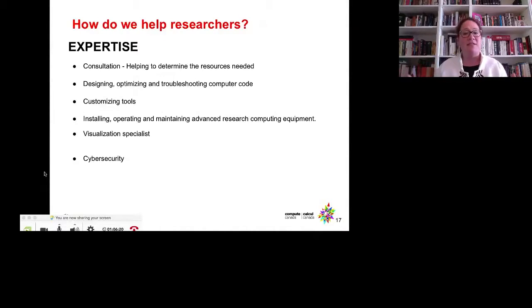Installing, operating, and maintaining advanced research computing equipment. This is a particular one with CFI. If you have funds to buy a server, then you can get one that can fit into a Compute Canada system. We can help with maintaining that equipment, but it's still yours to use. We have a visualization specialist who is excellent, who runs a lot of training courses, and is always keen on talking to researchers about how visualization can take your research to the next step.